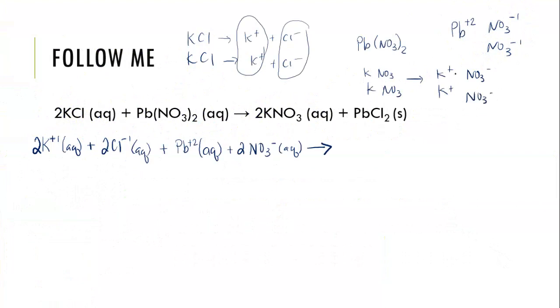So what are we going to put? We're going to put that there's two of these. I'm going to take this 2, go 2 K pluses. They're still aqueous. Now there's 2 NO3s. I know by looking at this that there's 2 of them. There's 2 there. 2 negatives, still aqueous.